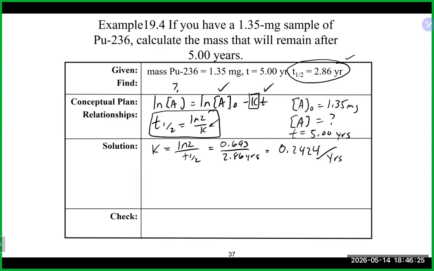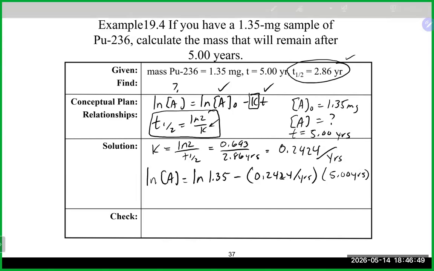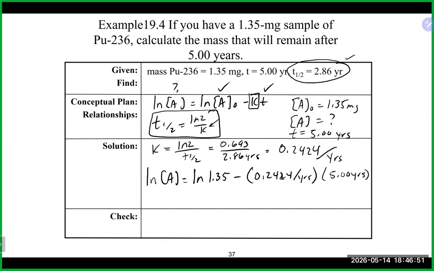Now, this is everything that we need. We can now put it in there: the natural log of our final concentration will equal the natural log of 1.35 minus my decay constant I just calculated, 0.2424 per year, times our time, which is 5 years. In case you weren't sure what I was talking about a second ago in terms of units, this is what I'm talking about. Your decay constant will have time units, which in this case is years, and your time should obviously have units, and it is years.